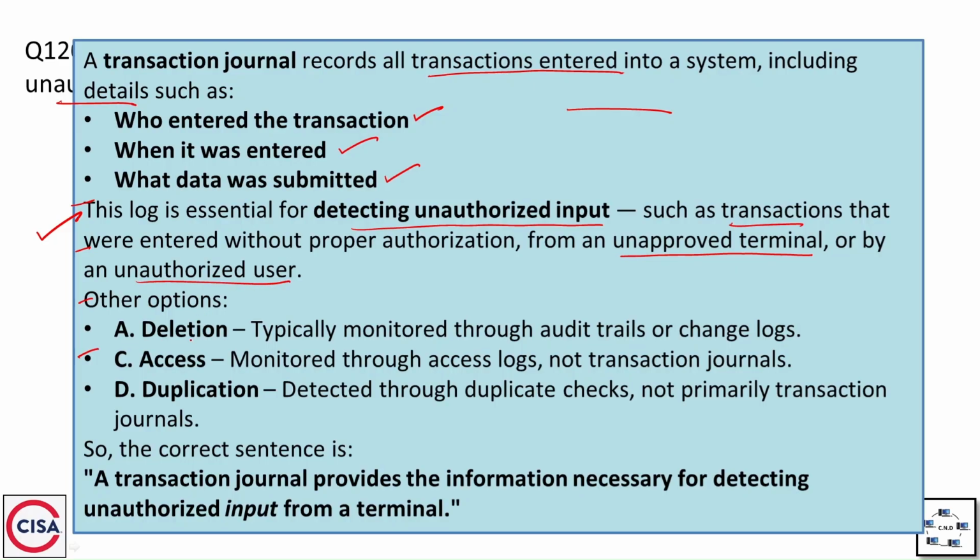Other options. Option A, deletion, is typically monitored through audit trails or change logs. Option C, access, is monitored through access logs, not transaction journals. And option D, duplication, is detected through duplicate checks, not primarily the transaction journal. So the correct sentence is: a transaction journal provides the information necessary for detecting unauthorized input from a terminal.